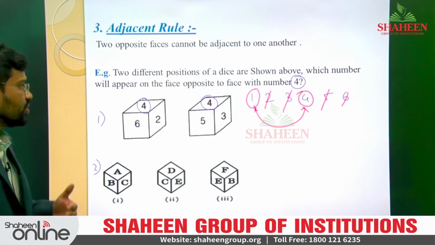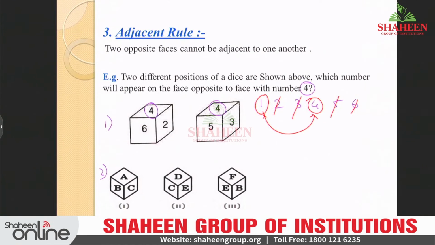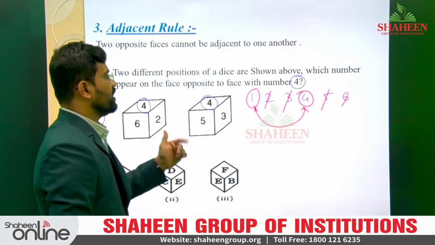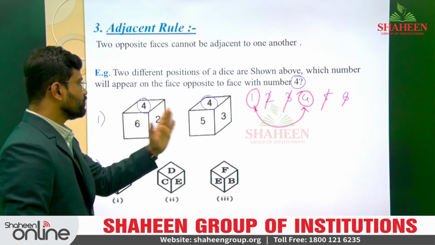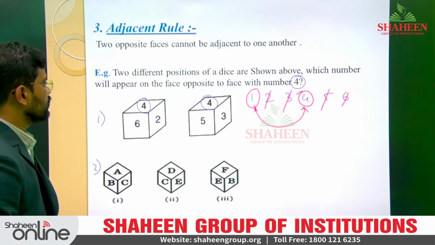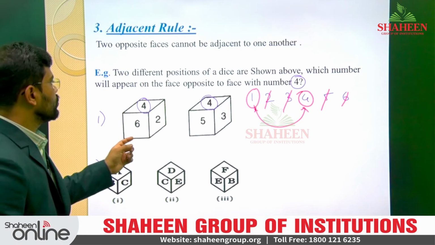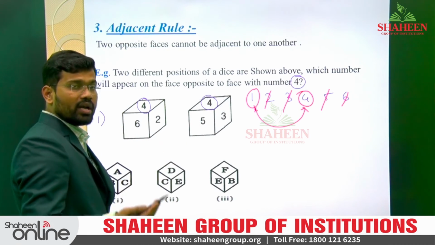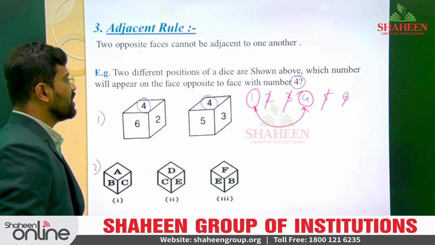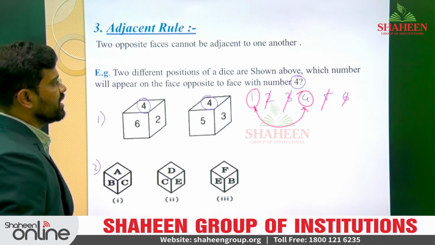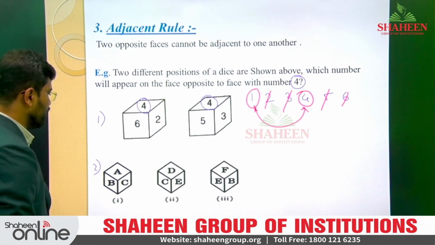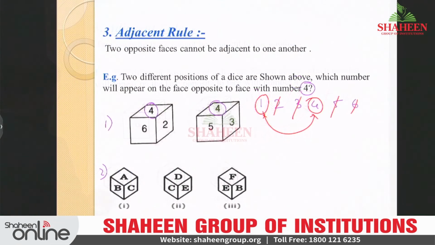This is known as the adjacent rule. Take the adjacent numbers or elements, whatever element they have given, and eliminate them one by one. The number which is left is opposite to the given element. The numbers which are adjacent cannot come opposite to the given element. So whatever number is remaining, that number will come opposite to it. Now the next example, we will take this second example.